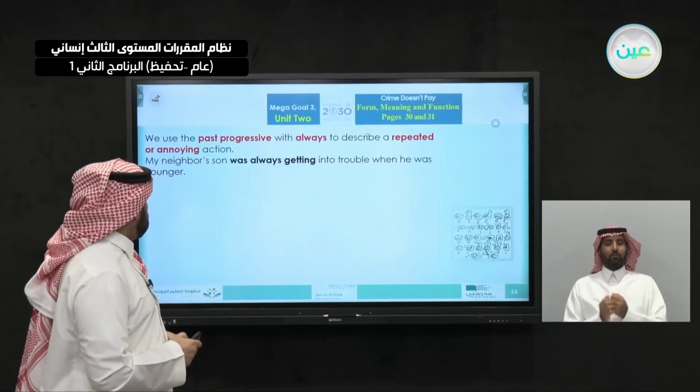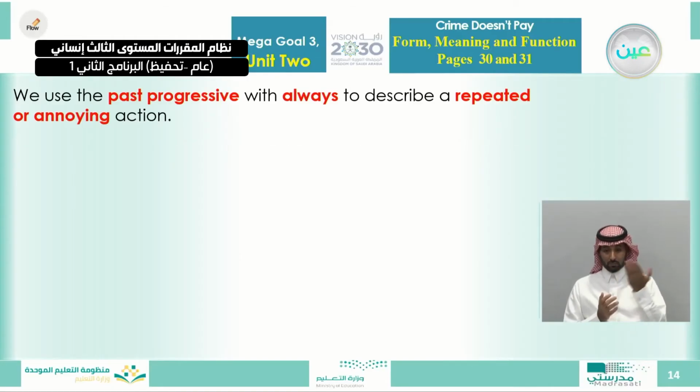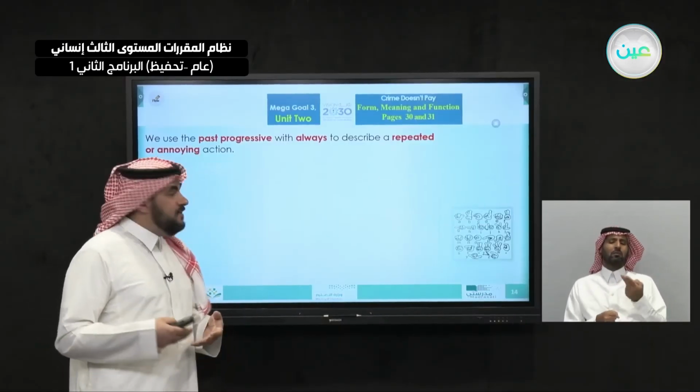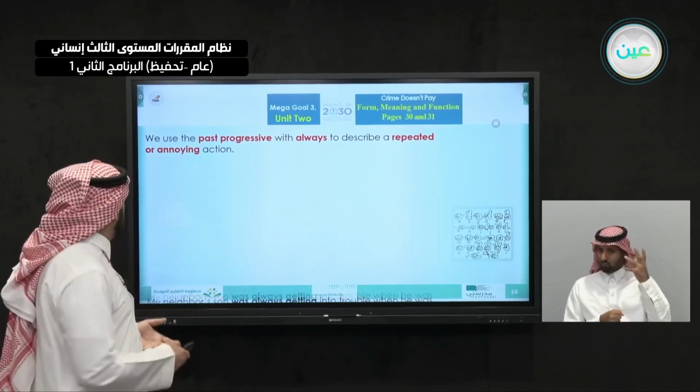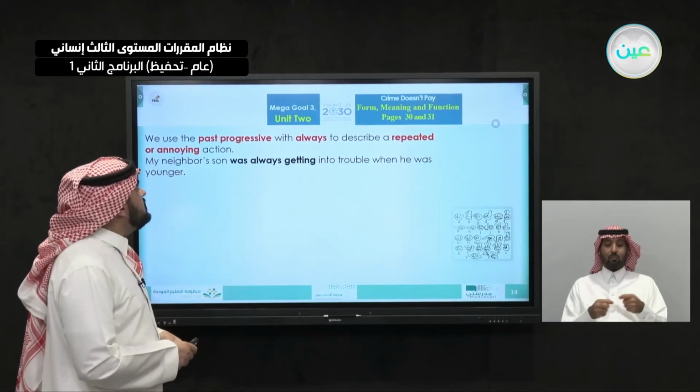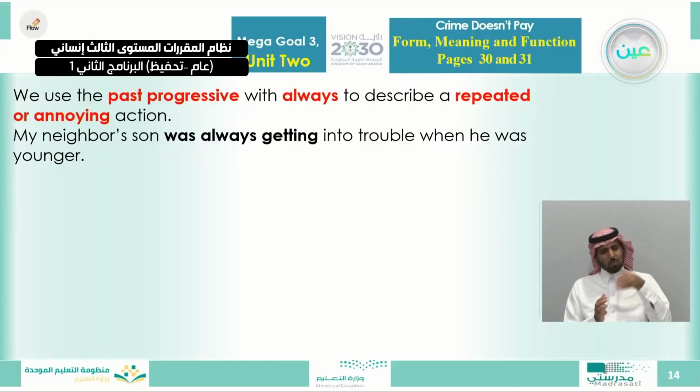Next. Okay, we use the past progressive with always to describe a repeated annoying action. That is an action that was happening repeatedly and it was annoying. Like if we talk about my neighbor's son, that he was always getting into trouble when he was younger. That was a repeated annoying action that was happening before, but it doesn't mean that it is happening now.